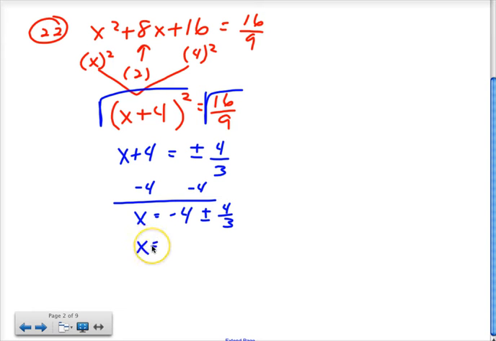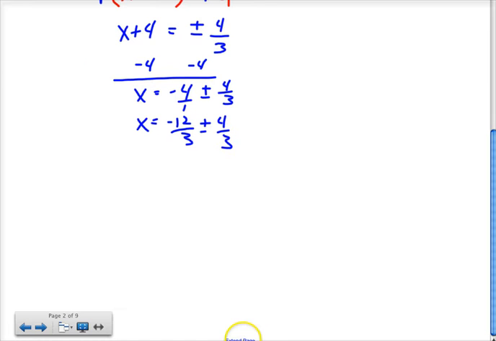So what I'm going to do is change that -4/1 into a common denominator of 3 by multiplying the top and the bottom by 3. And you'll see right there, -12 divided by 3 would give you -4, plus or minus 4/3. So now we just continue on and actually find those two answers.